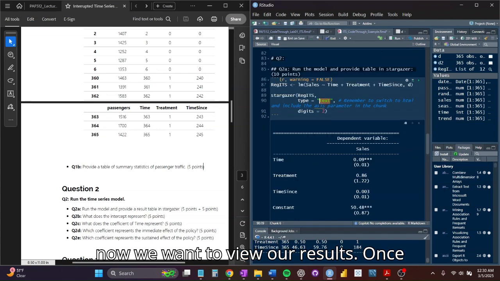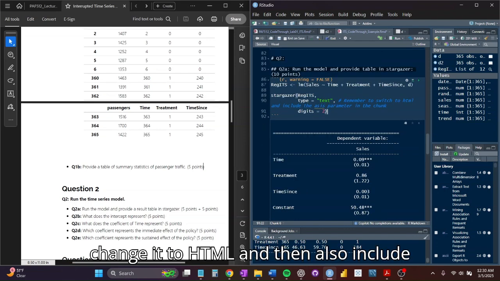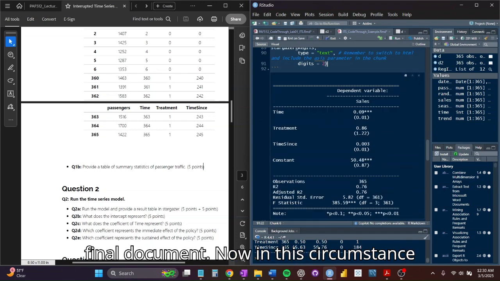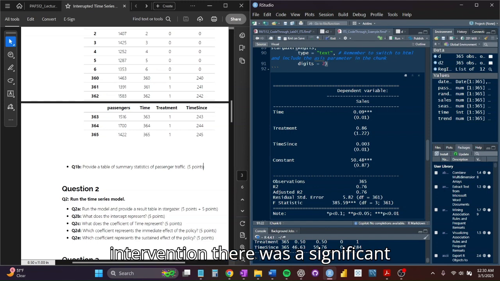So now we want to view our results. Once again, same thing here, Stargazer text, change it to HTML, and then also include the results as is before you knit your final document. Now, in this circumstance, we're looking at time. So prior to intervention, there was a significant increase in sales over time.